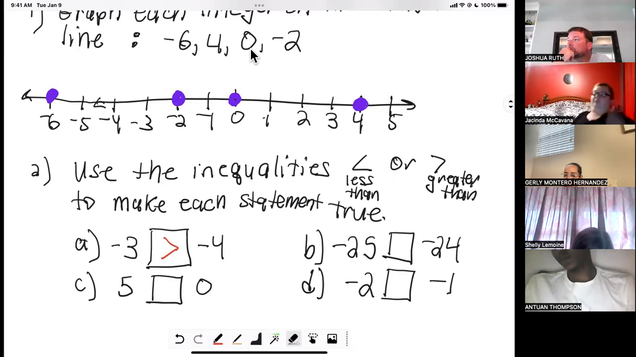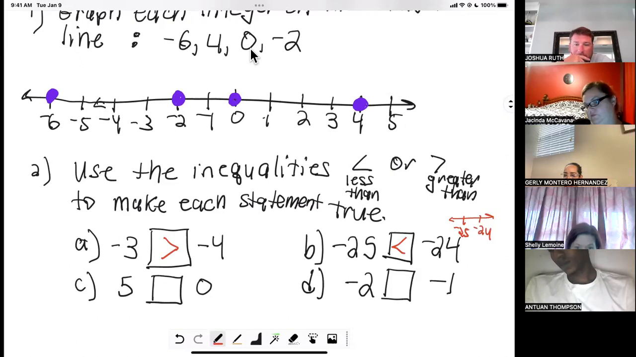-25, -24. Well, that's not on my number line, but I can definitely sort of think of it. This would be -24, and this would be -25. So -24 is definitely bigger. It's closer to 0.